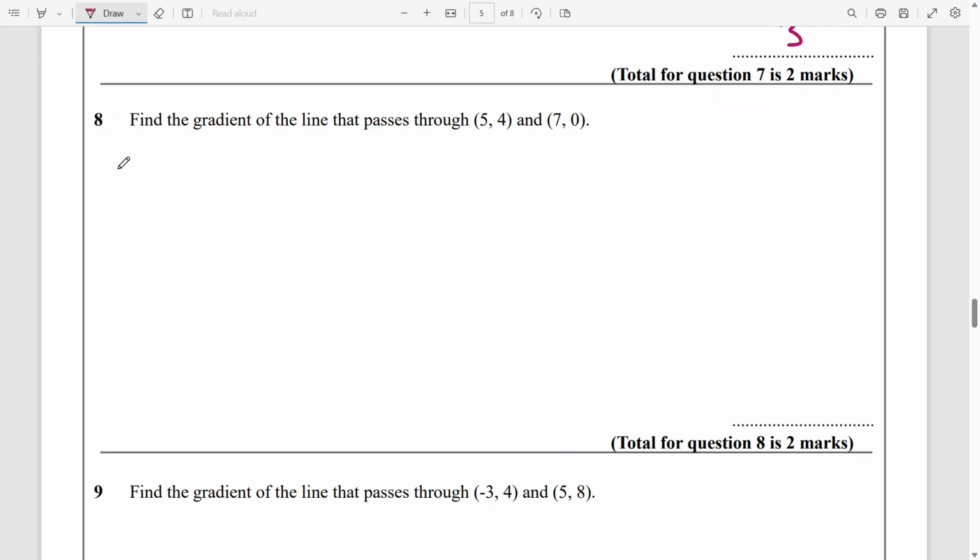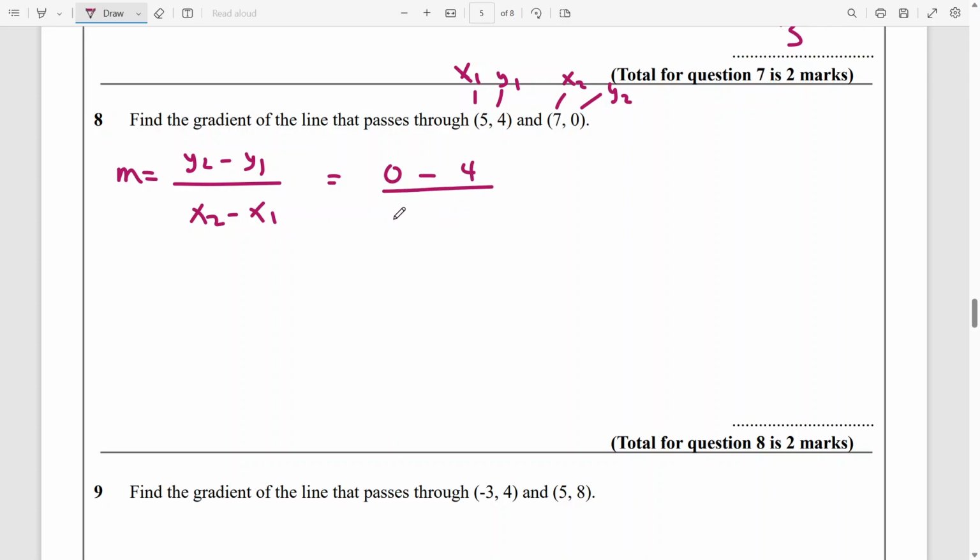So what we're going to do, we're going to again go by the formula y2 minus y1 and x2 minus x1. Again, this is x1, this is y1, x2, y2. So y2 is 0, take away y1, that's 4, and x2 on the bottom, that's 7, take away x1, which is 5. So 0 minus 4 is minus 4, and 7 minus 5 is 2. Now you're going to divide minus 4 divided by 2. So the answer is going to be minus 2. So the gradient here is minus 2.